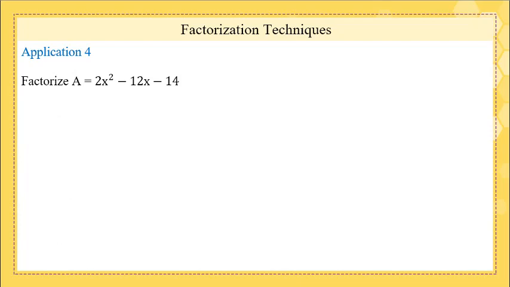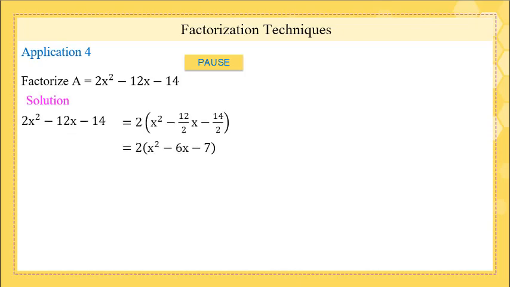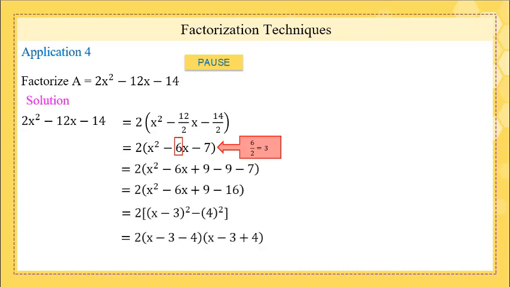Application 4. Factorize a. Stop the video and try by yourself. And this is the solution, taking 2 as a common factor and then completing the square by adding and subtracting, to find finally the factorized form.